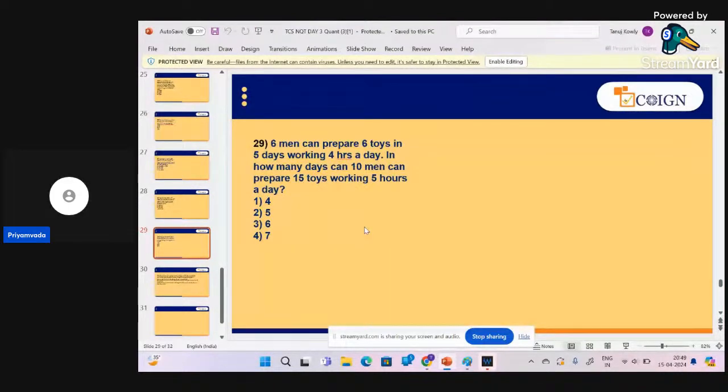Okay. Now we'll be moving on to the next question. It is given that 6 men can prepare 6 toys in 5 days, working 4 hours a day. In how many days can 10 men prepare 15 toys, working 5 hours a day? So we have all the values, like the number of men M1, M2 in both cases. M1 D1 H1 by W1 equals M2 D2 H2 by W2. That is the formula we'll be using here.